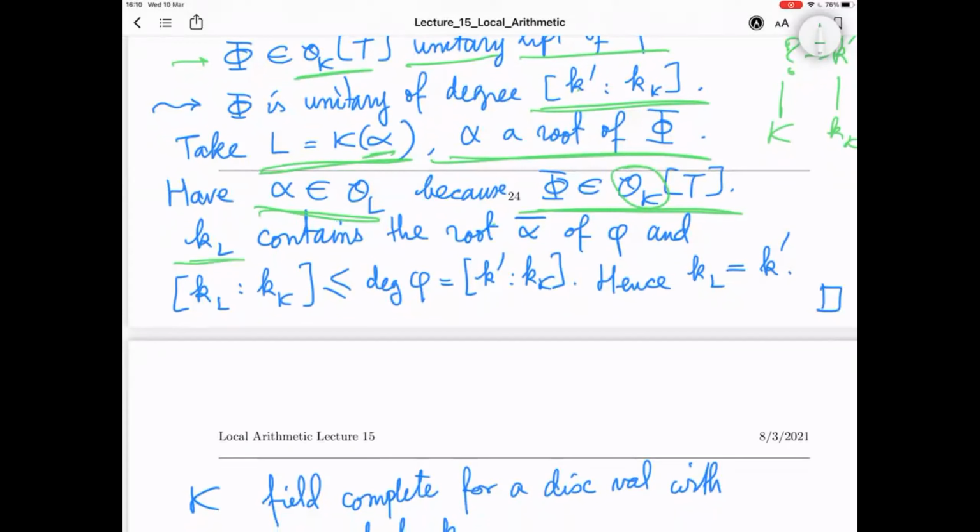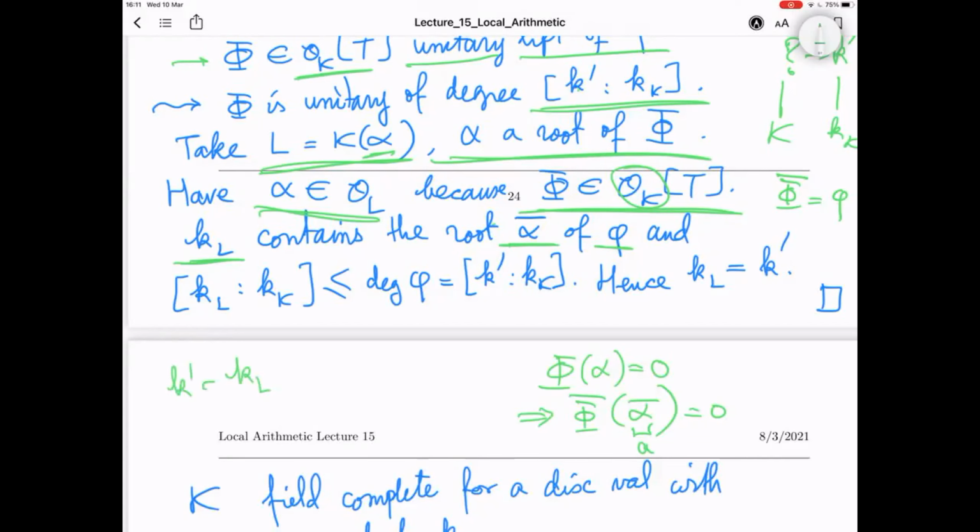So the residue field of L contains a root alpha bar, which is going to be a root of capital phi bar. Capital phi bar is equal to little phi. And because capital phi of alpha is equal to zero, this implies that phi bar of alpha bar is equal to zero. But alpha bar is equal to my A, which I started with. So KL contains this root, and therefore KL contains K prime, right?